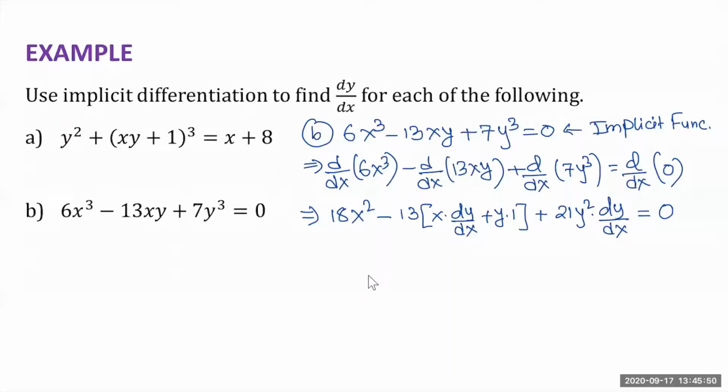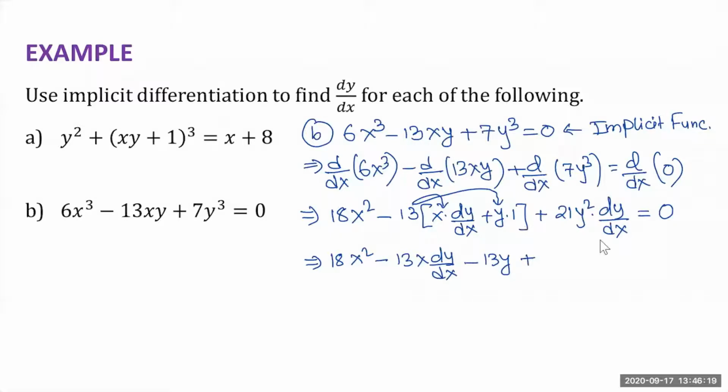Okay, let's continue the simplification. We have 18x squared. Now if I distribute this 13, it will be 13x times dy over dx. So minus 13x times dy over dx, because I'm distributing that 13 here. And also here, it will be negative, because negative multiplied to positive is negative. 13 times y times 1 is 13y.